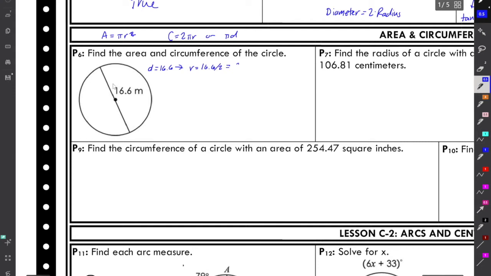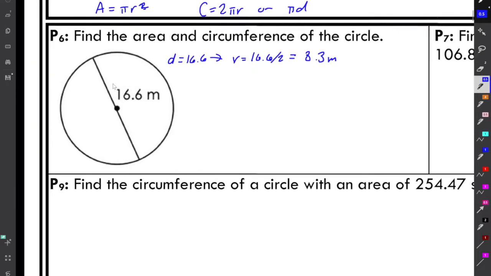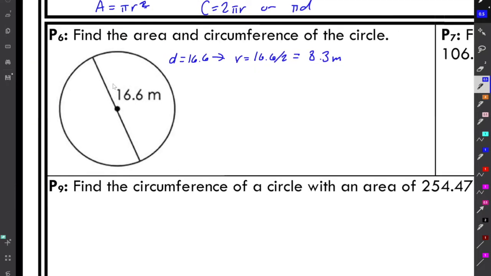That's just 8.3 meters. Alright, so let's find our area and circumference using our formulas. First we'll do area. That's equal to pi times the radius of 8.3 squared.